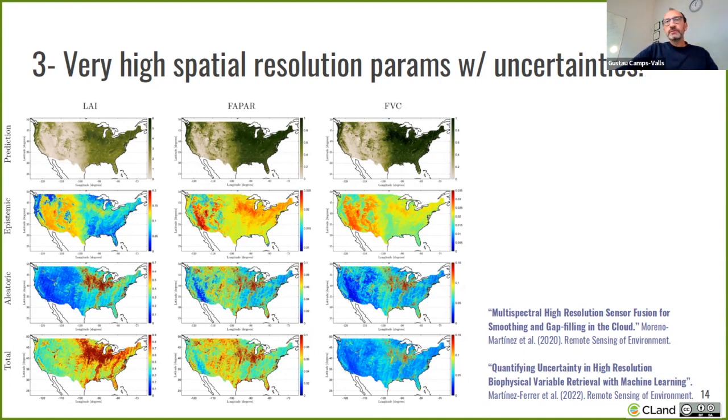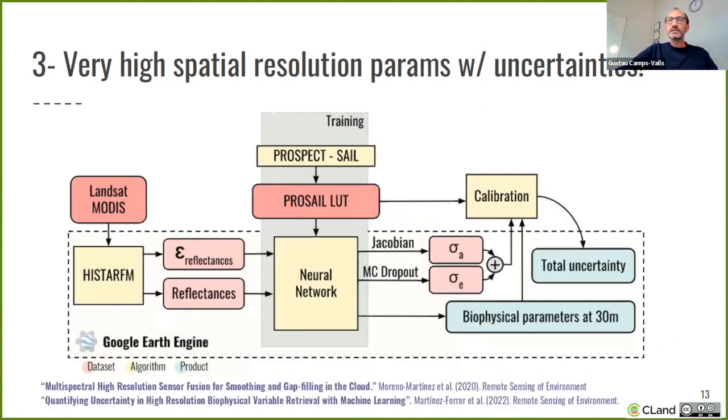In this case, we were making the assumption of independence between the epistemic and the data uncertainty. I think this is reasonable in a way because the data uncertainty is characterized by a different model, this high star FM.